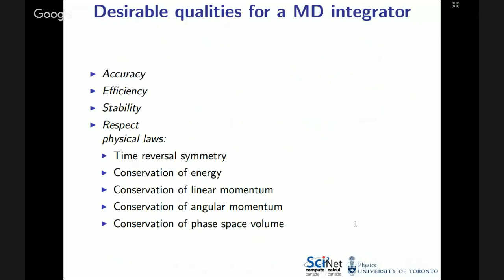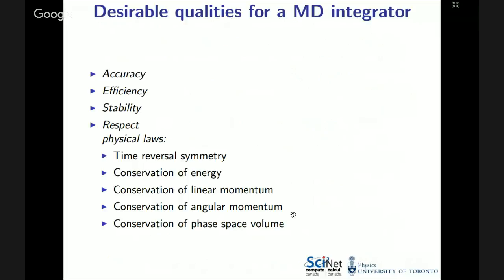And we might want it to respect other physical laws. So many Hamiltonian systems have time reversal symmetry or conserve energy, linear momentum, angular momentum. If you're doing averages in statistical mechanics, statistical physics, you'd want phase volume to be conserved. This guarantees that you have a reasonable equilibrium. All of these, or some of these, will have to be violated. They can't all be true at once once you start truncating your time.